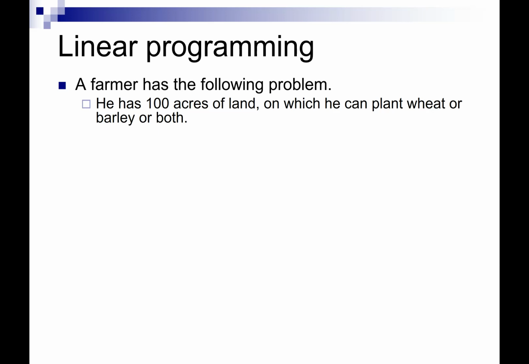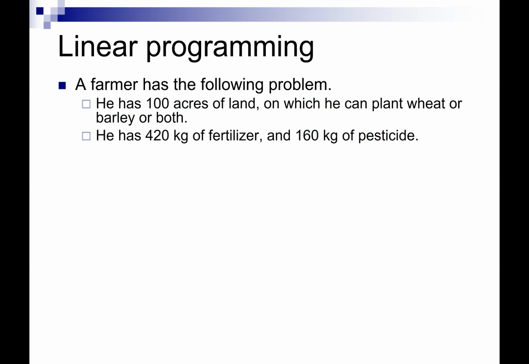Suppose there's a farmer and he's got some land. He's got 100 acres of land, and on this land, he can either plant wheat or barley or both. Now the farmer wants to make as much money as possible by planting wheat or barley. However, he's subject to some constraints in terms of how much wheat and barley he can plant. First of all, the total amount of land that he uses for both wheat and barley can add up to at most 100, because that's the amount of land that he has.